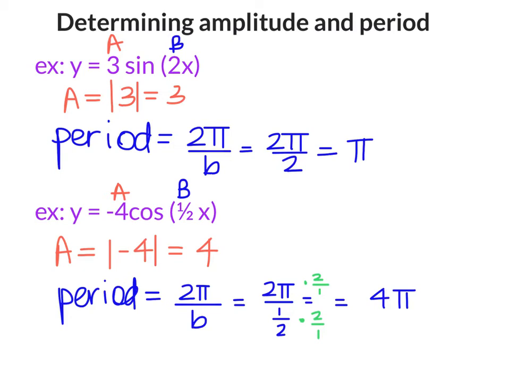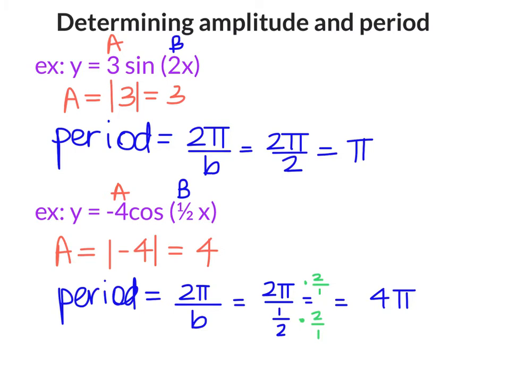So the period is 2 pi over b, and so 2 pi over 1/2. There's a couple things you could do there to figure out what that is simplified. One thing you can do is multiply by the reciprocal here to cancel out your denominator. And so that's 2 over 1. So 2 pi times 2 over 1 is 4 pi.